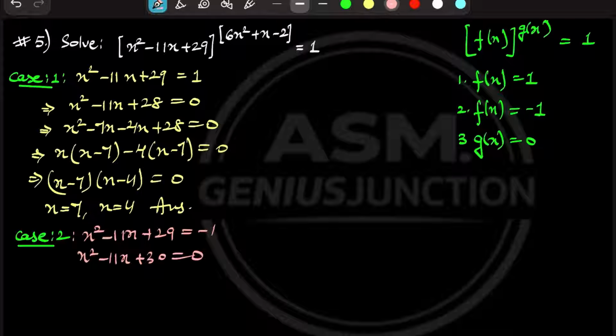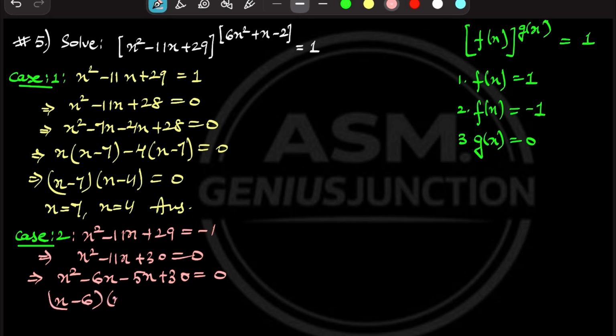Now I need two numbers whose product is 30 and their sum should be equal to minus 11. So your numbers are going to be 6 and 5 this time, because 6 times 5 is actually 30. So I'm writing minus 6x minus 5x plus 30 gives you 0. Now I will take out common, so I will get x minus 6 and x minus 5 as the two factors, equating them equal to 0 one by one. This will give me x is equal to 6, x is equal to 5 as the second set of possible values for the given question.